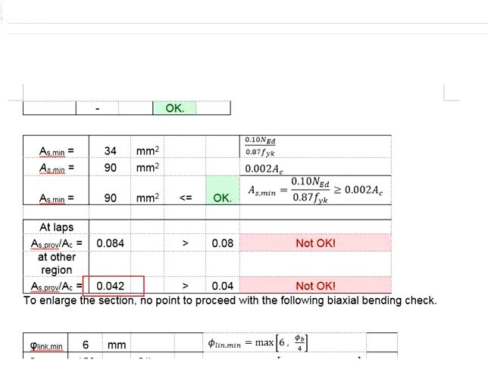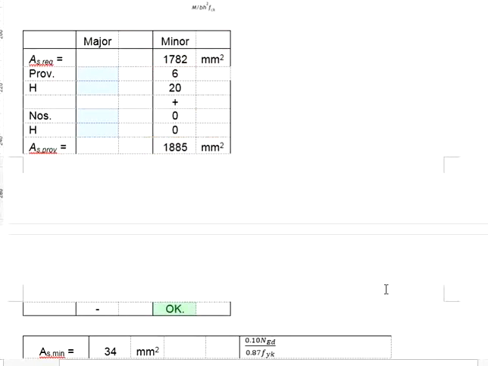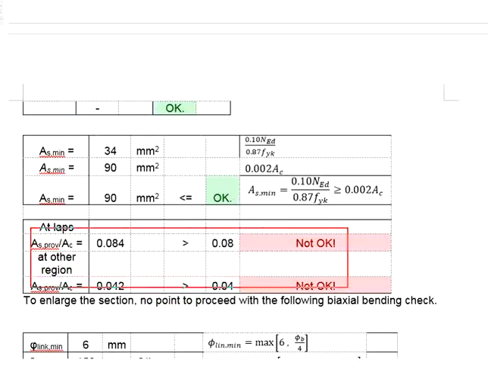It gives you more than 4% of the cross-sectional area. This has already exceeded the maximum bar area limit. Also, at the lapping regions, it is more than 8%. That means the maximum bar area has been exceeded. In other words, even though your AS provided is greater than the AS required, the provided amount of reinforcement bar is too much. This might result in the member being overly reinforced. As a result of this, brittle failure may occur.